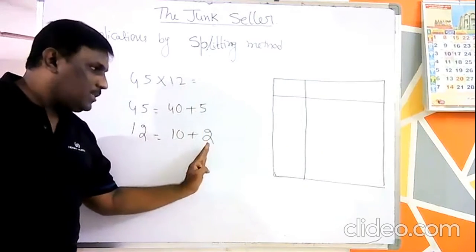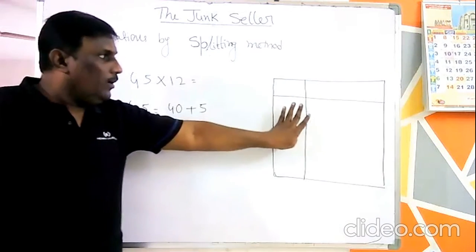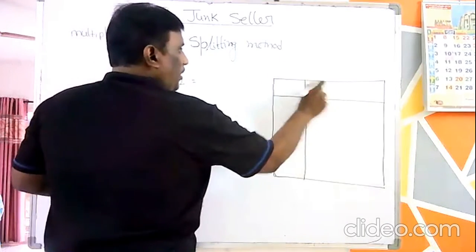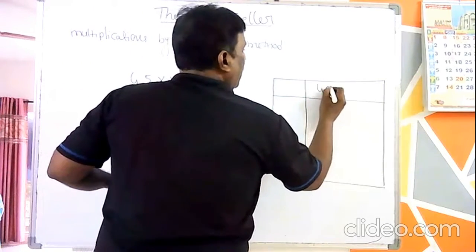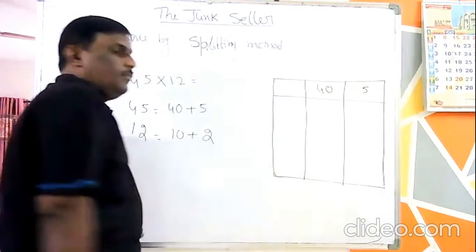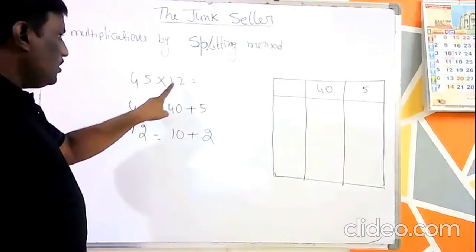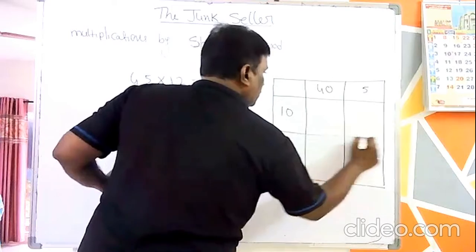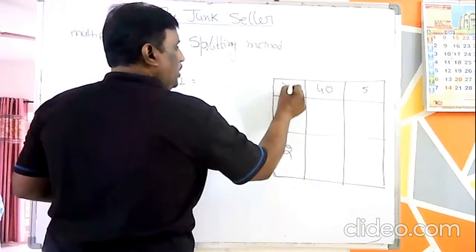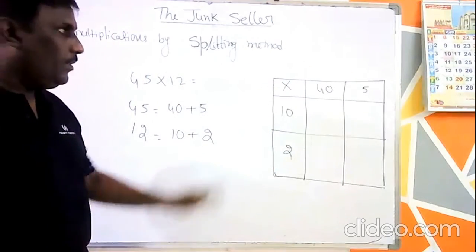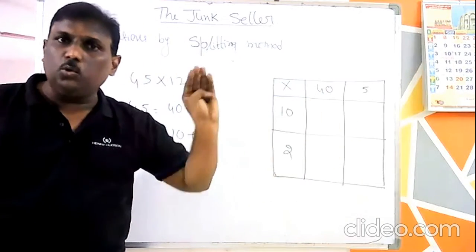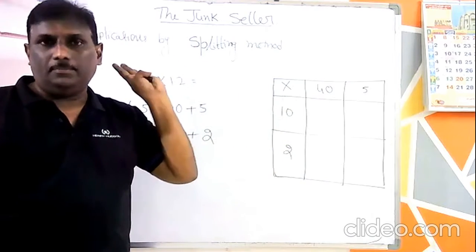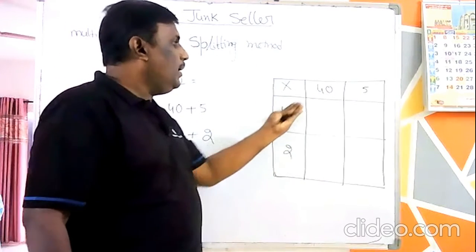Now, how to multiply this? We will take the help of a table here. First number 40 and 5, and 12 means 10 plus 2, so we write 10 and 2. Here we put the multiplication symbol. A table is to be drawn like this, 2 rows and 2 columns. Then start multiplication.